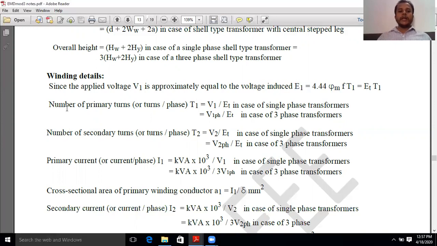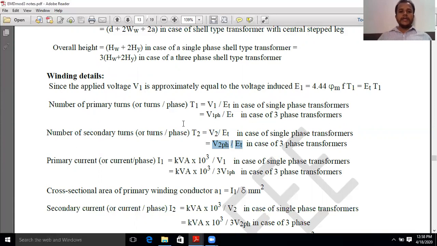Now the number of primary turns or turns per phase T1 is equal to V1 divided by Et. For the primary, T1 is V1 by Et in case of single phase. In case of three phase, it is V1 per phase divided by Et. Now the number of secondary turns or turns per phase T2 will again be V2 by Et, and the rest is the same for the three phase.